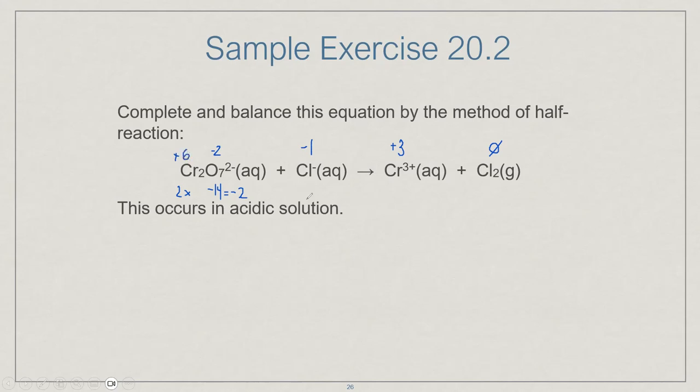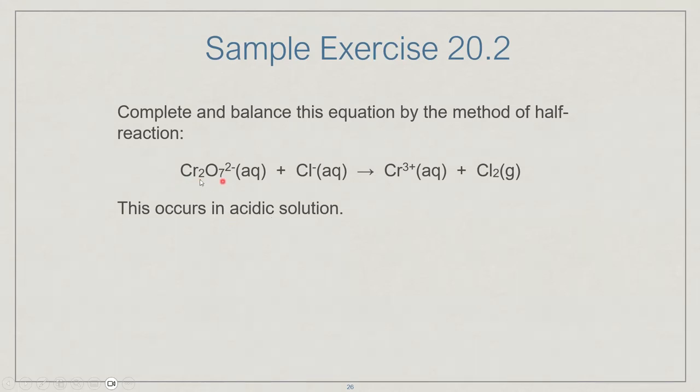So when we're looking at this reaction, we can see the chlorine is going to get oxidized. It's going from -1 to 0. And then the chromium is going to get reduced, going from positive 6 to positive 3. So we can use that to write our general half reactions.